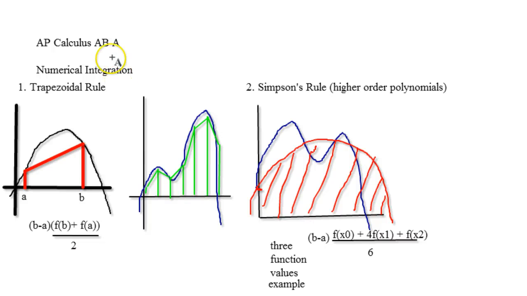Alright, so today we'll be finishing off the first semester of AP Calculus AB with numerical integration, and we'll be talking about the trapezoidal rule and Simpson's rule. The trapezoidal rule is, instead of our usual rectangles, we would actually use a trapezoid. Now this is really good for linear functions because linear functions follow along the same lines.